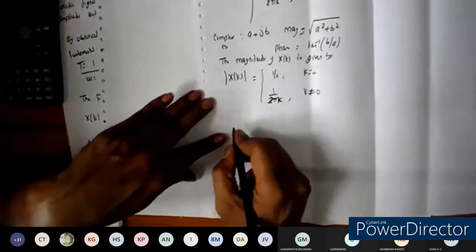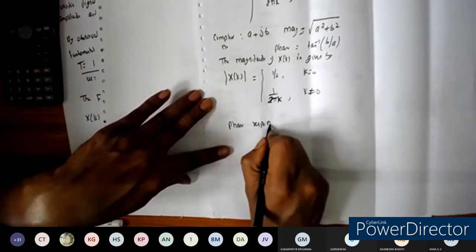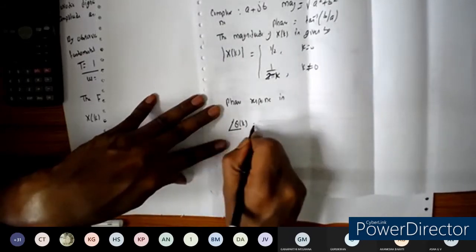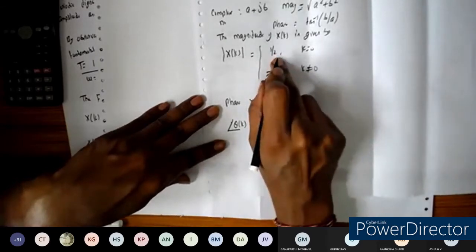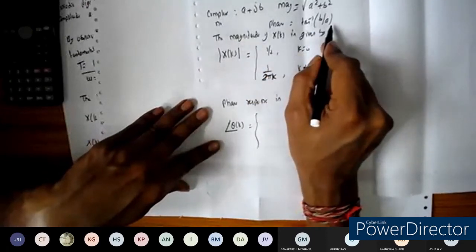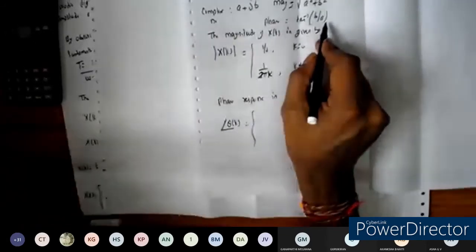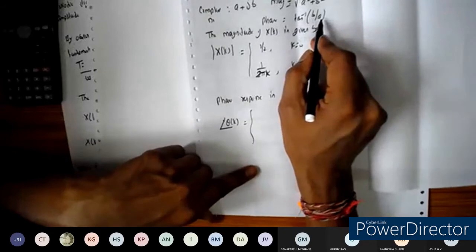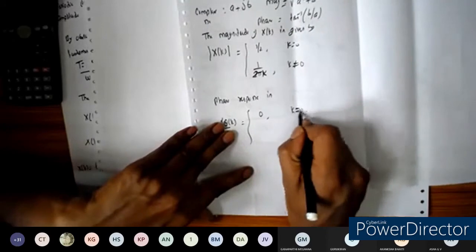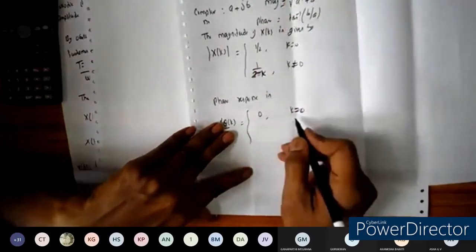Okay, similarly we can find the phase response. The phase response is the angle, denoted as theta of k. The imaginary part is divided by the real part, and here the imaginary part is 0, so it is tan inverse of 0 divided by something, which is nothing but 0. Tan inverse of 0 is 0 only, right? Next, okay, for k not equal to 0, tan inverse of 0.